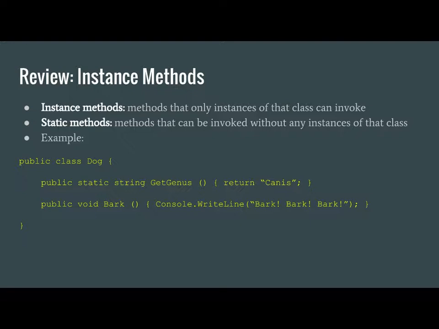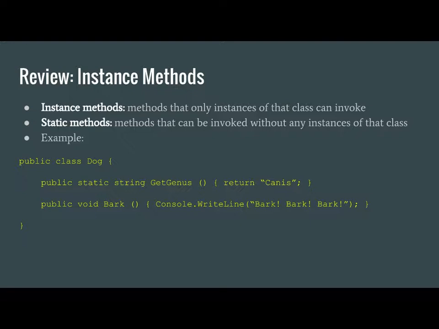Yes? Just a question. If you hadn't defined a dog yet, could you still use the getGenus method? Yes. If you want to use this method, you can just say Dog.getGenus. It will always return this one, regardless of what dog you have, regardless of whether you have a dog object or not. But if you want to use the bark method, you must have an instance of Dog. So Dog myDog equals new Dog, let's say Tom. And then we can say myDog.bark. So the dog can actually bark.